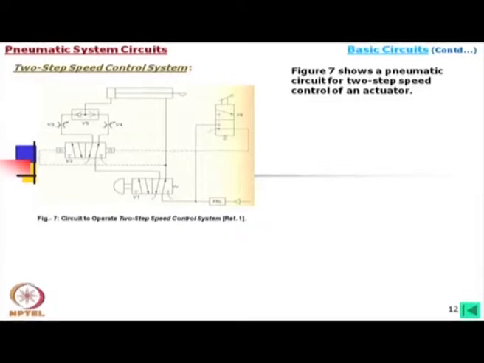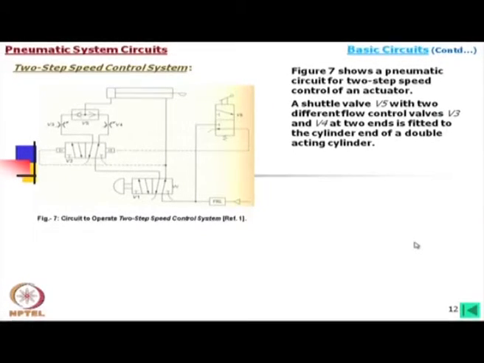Similarly, we can think of another circuit, which is a two-step speed control system. In this case, there is also a limit switch and this is the cylinder, and at this stage we find one shuttle valve with two needle valves or throttle valves, the so-called flow control valves. And here there is a direction control valve which is pilot operated, and one side is through a push button, the other side is from a limit switch.